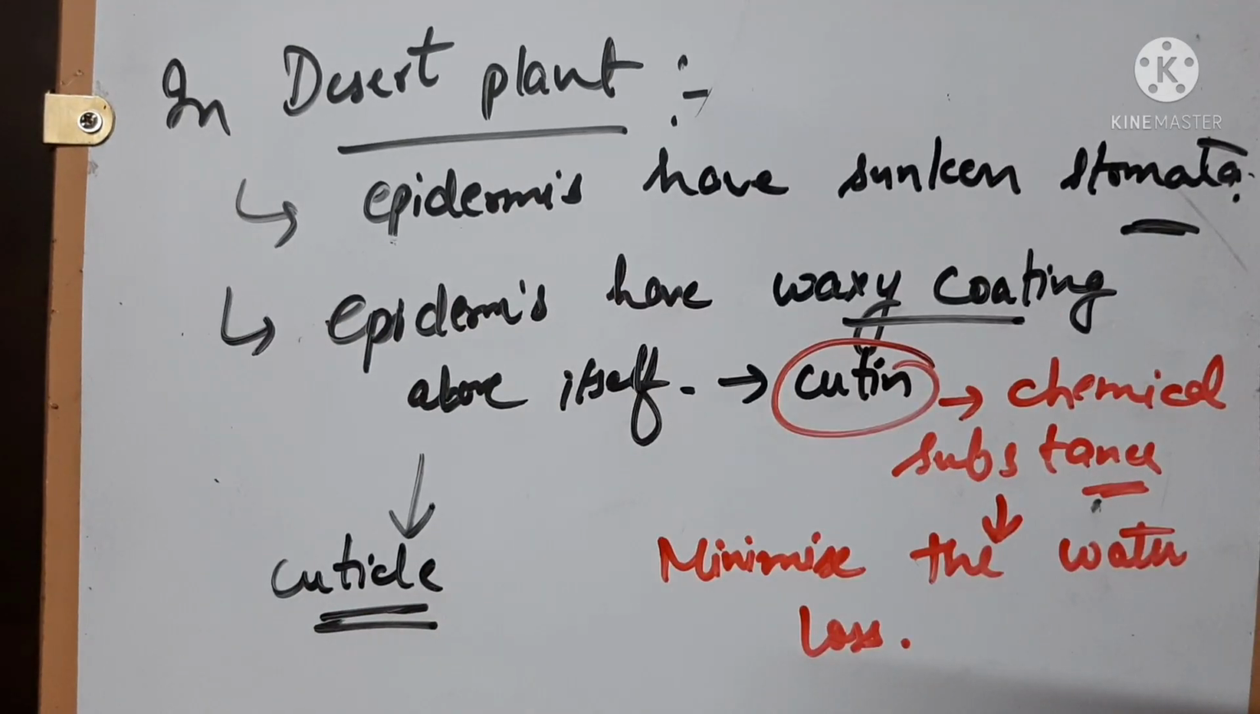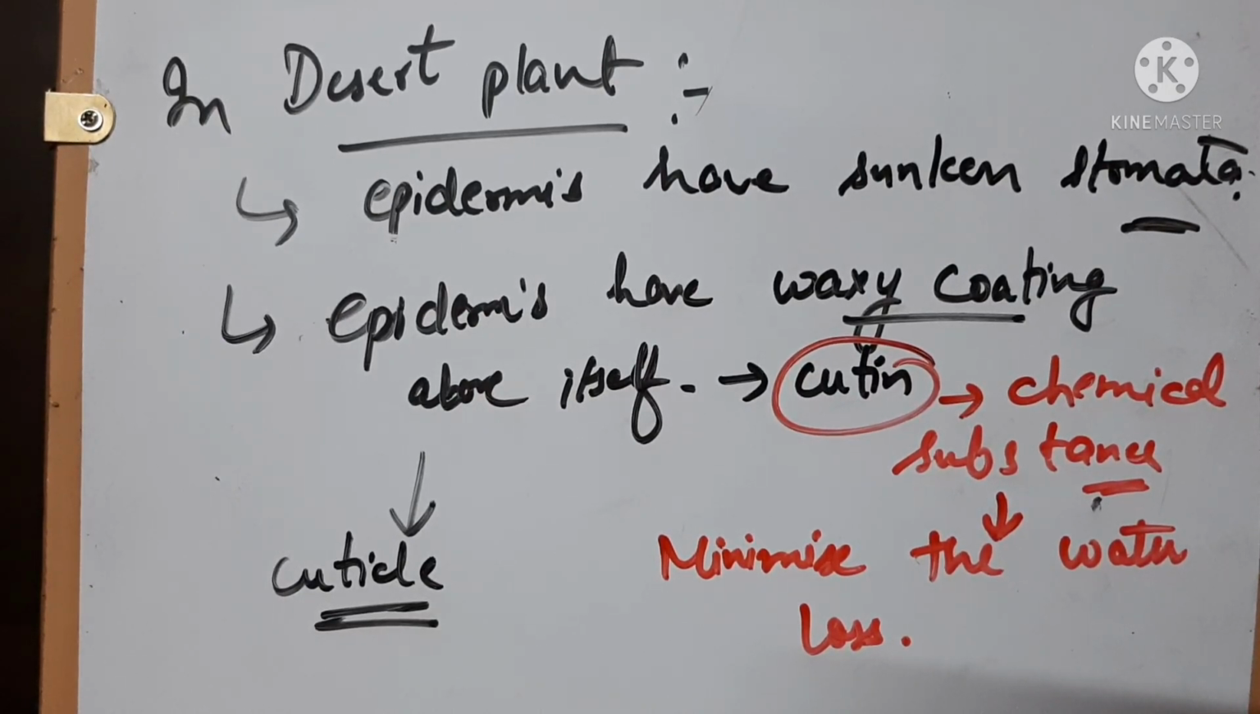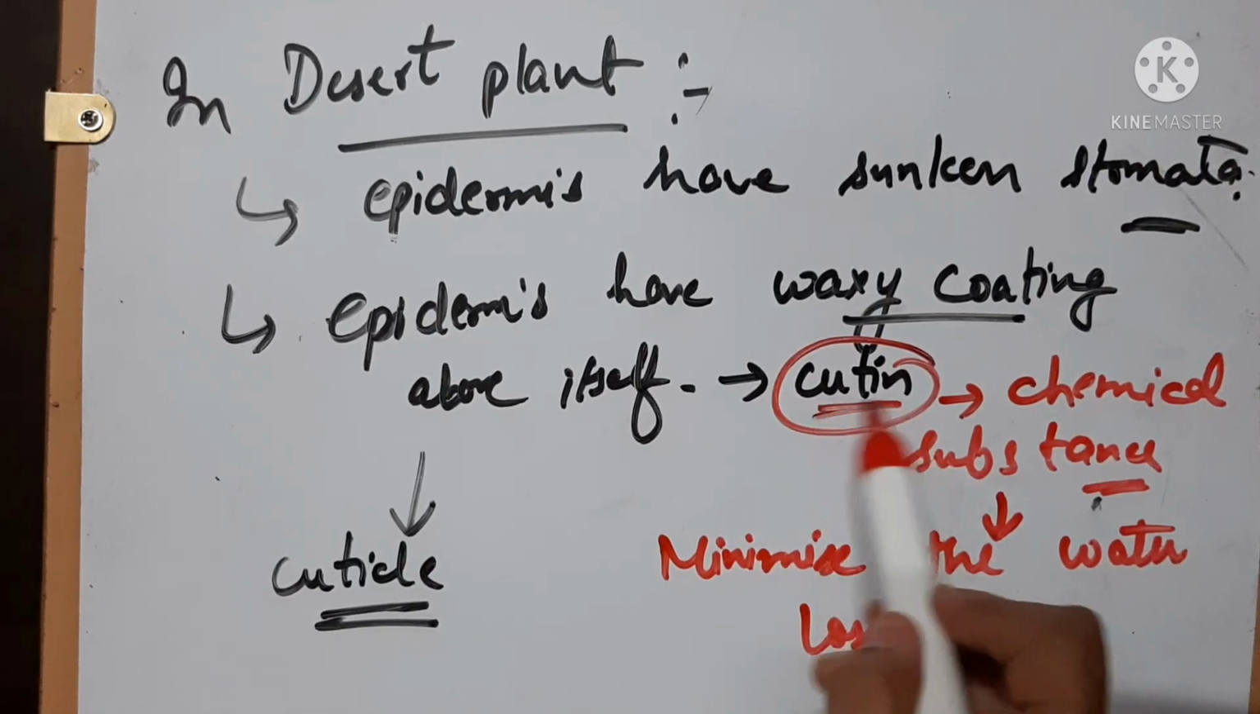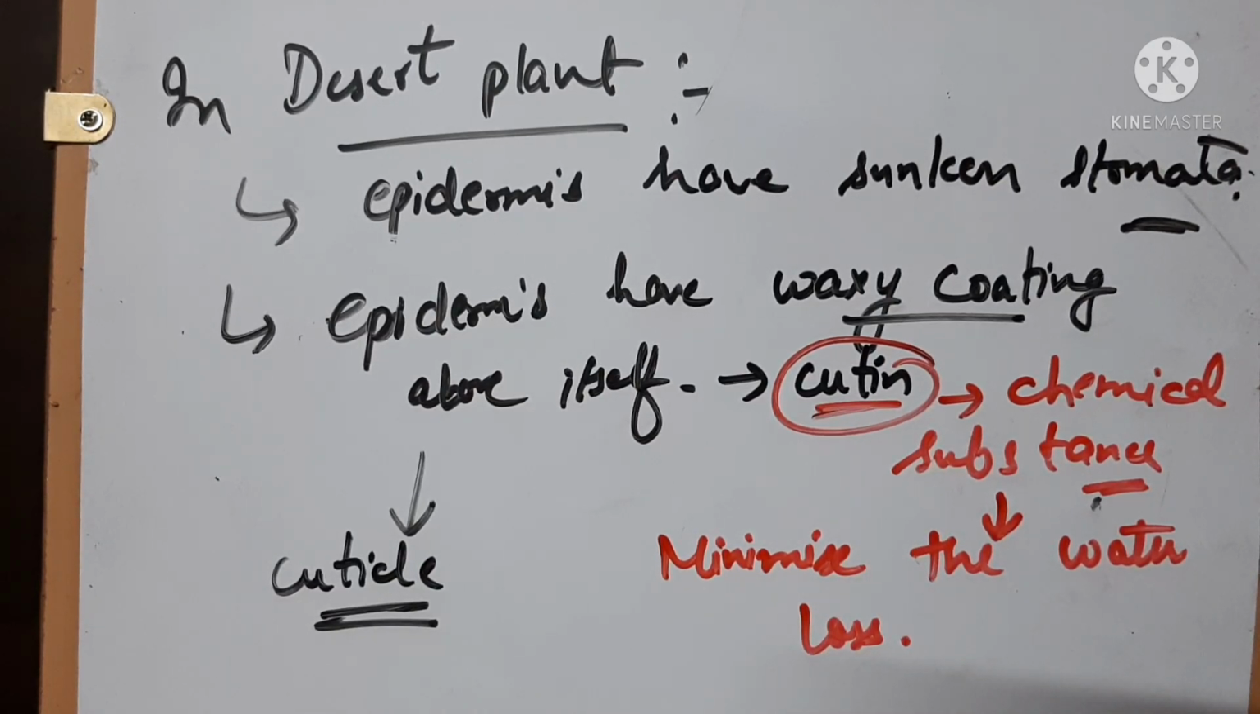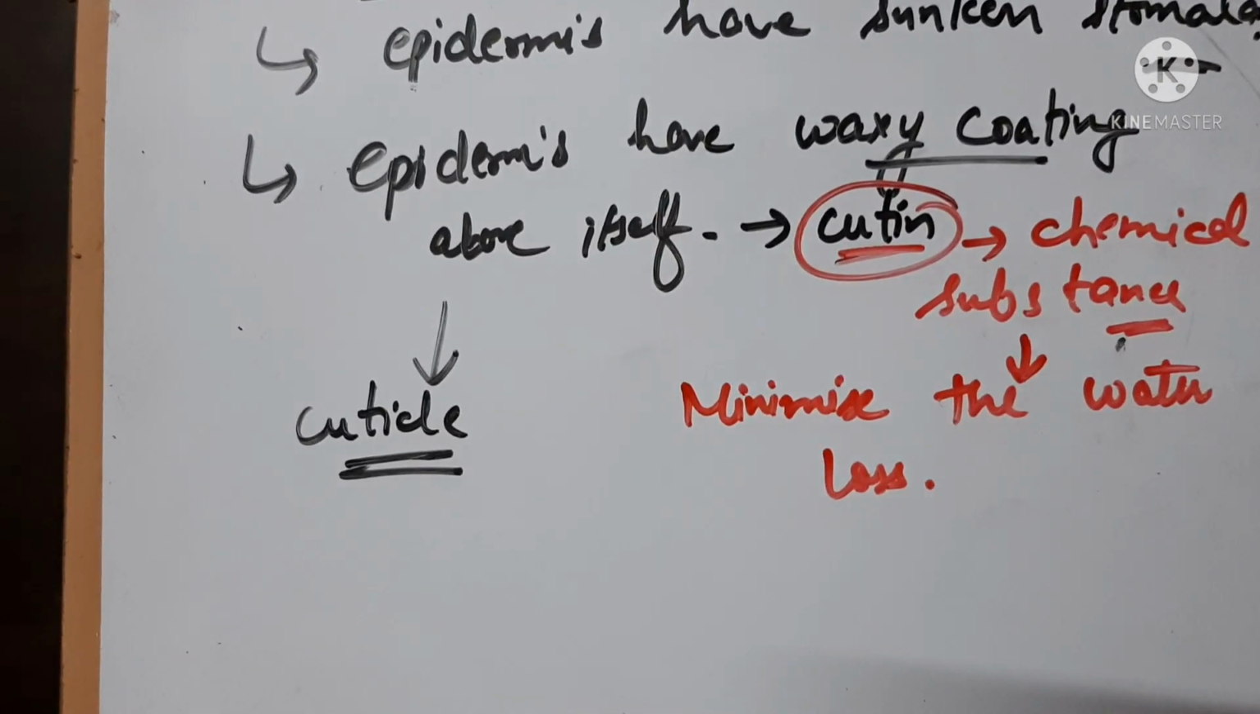Okay, we were talking about the desert plants. In desert areas the water availability is very less, so the desert plants need adaptation. For this the epidermis of the desert plants has sunken stomata for preventing the loss of water, and the epidermis also has a waxy coating above itself. एपिडर्मिस के ऊपर एक वैक्सी कोटिंग होती है, किस चीज़ की? क्यूटिन की. वैक्सी कोटिंग ऑफ क्यूटिन. क्यूटिन इज अ केमिकल सब्सटेंस that minimizes the loss of water, and that epidermis is called the cuticle.